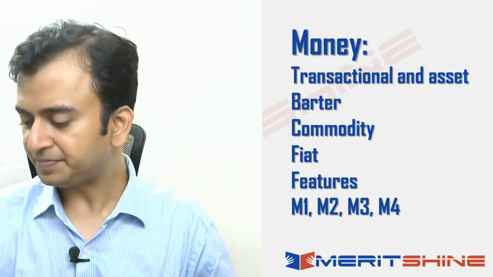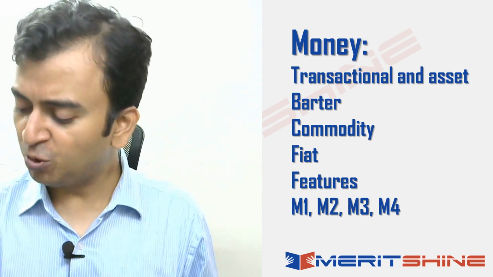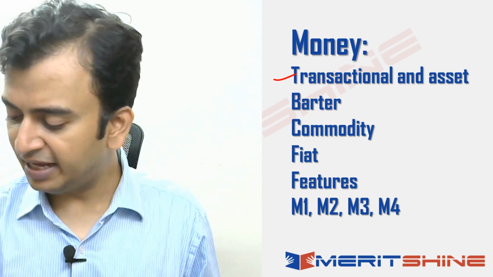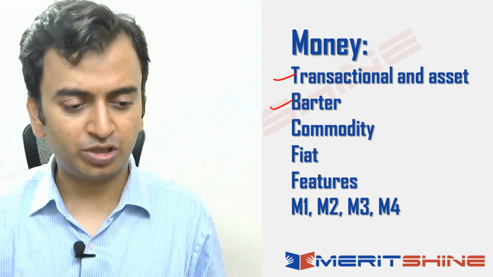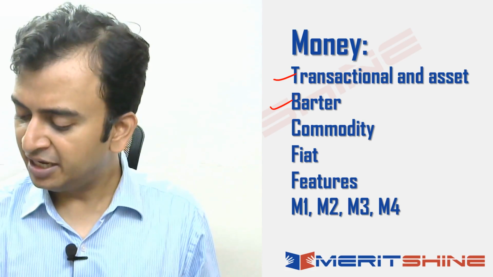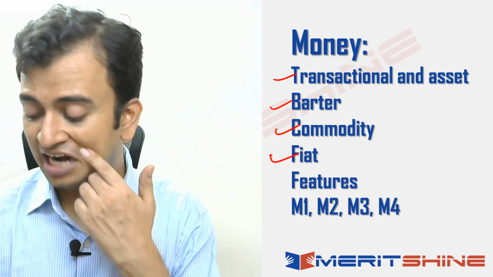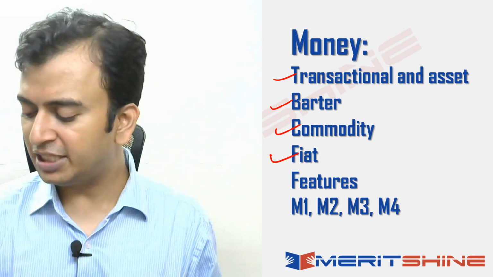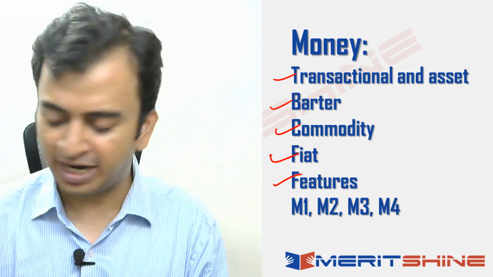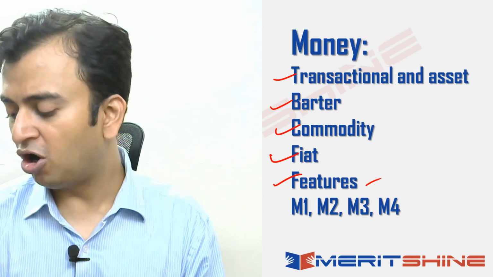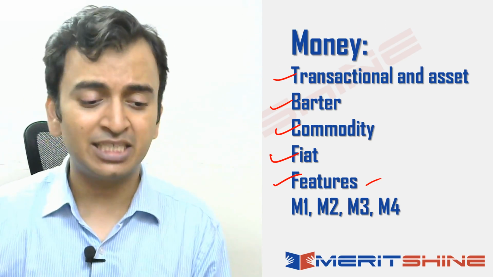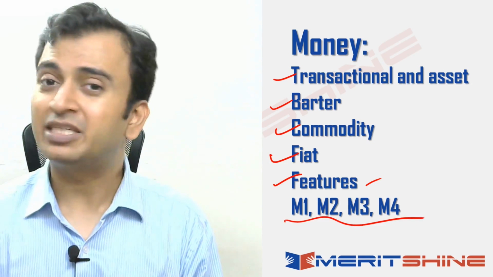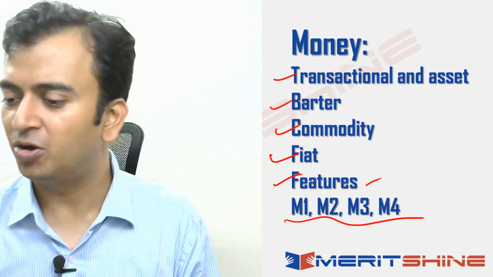Okay, so money, basically 2 reasons: transactional and asset purchase. Barter was basically the initial way things were exchanged. Commodity money came, then fiat money, the evolution of money, everything is covered in detail. All these things in a slide are covered in about 1.5 hours. Features of money, medium of exchange, store of value, unit of account, and M1, M2, M3 are discussed in elaborate detail.